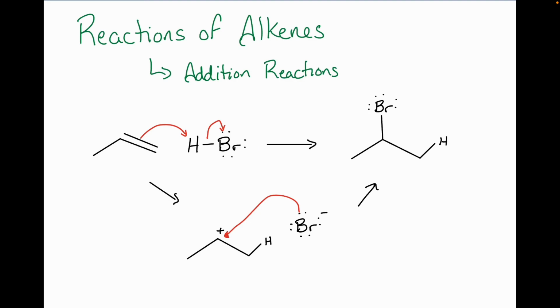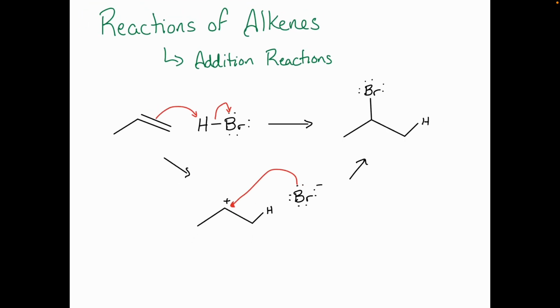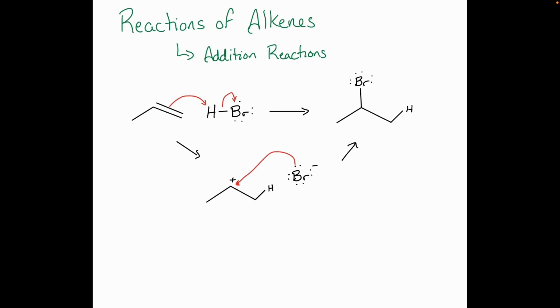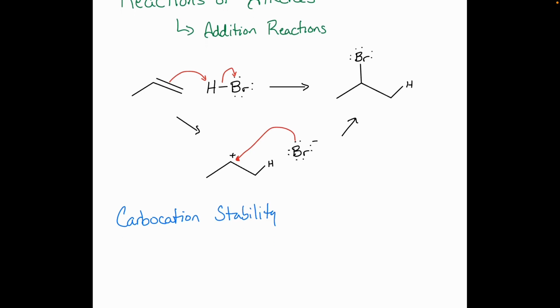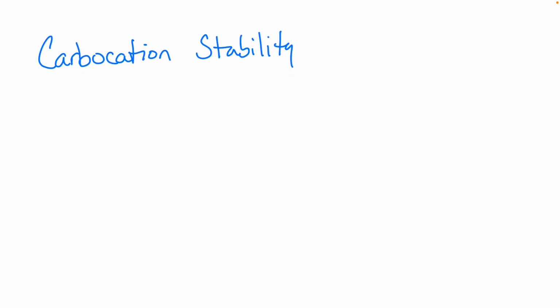But the reason that we have this, what we call regiospecificity, this Markovnikov reaction, is because the carbocation wants to form on the more substituted carbon. All right, so we had this whole logic here that revolved around carbocation stability, where the more substituted, the better, right?